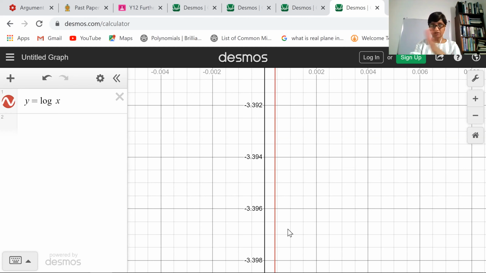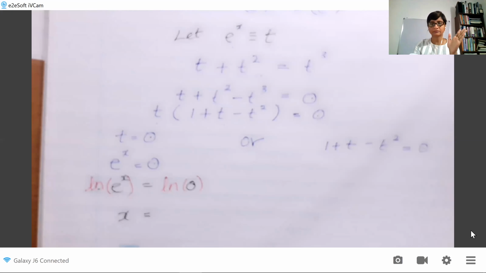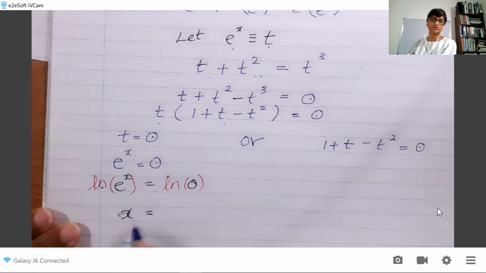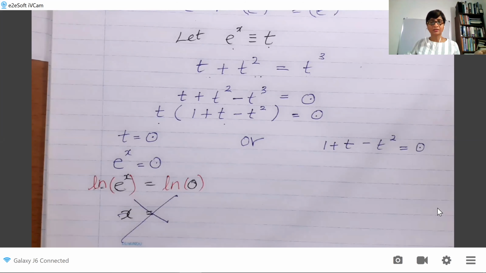So now I spent a lot of time showing you that in the hope that this will stick in your head forever now. Log any base of 0, there's nothing like that. It's undefined. So this has no solutions. That part gives us no solutions. Okay. So let's try to deal with that.